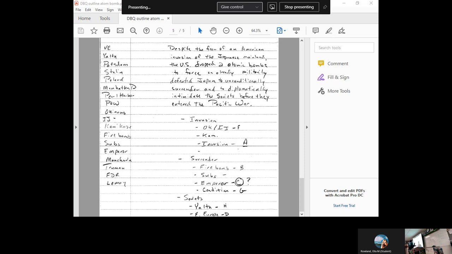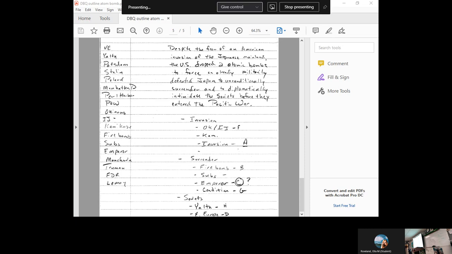I put my quick outline up, and I have a lot of good information here. Here's the thing, if you're going to talk about fear of the Soviets, it's not enough to say they feared the Soviets. You have to mention they promised free elections in Eastern Europe and didn't do it, and so now they're fearful of occupation zones in Japan.